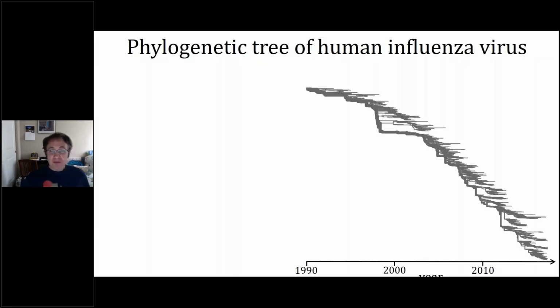So when we think about the evolution of human influenza virus, many of you may have seen phylogenetic trees of virus evolution that look like this. On the horizontal dimension here is time. This is H3N2 influenza, and here are the years from 1990 to the present. You can see that the tree has this unusual shape where there's one major lineage with a lot of short branches coming off.